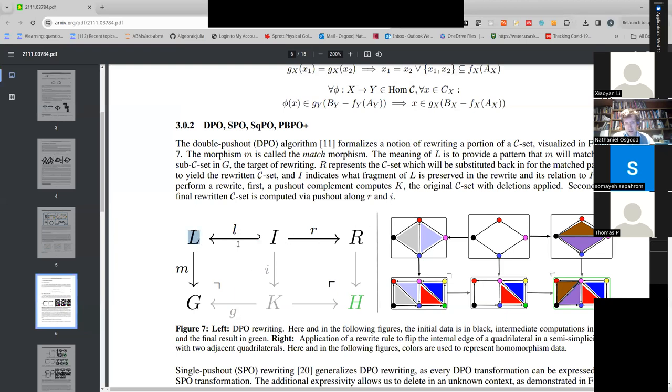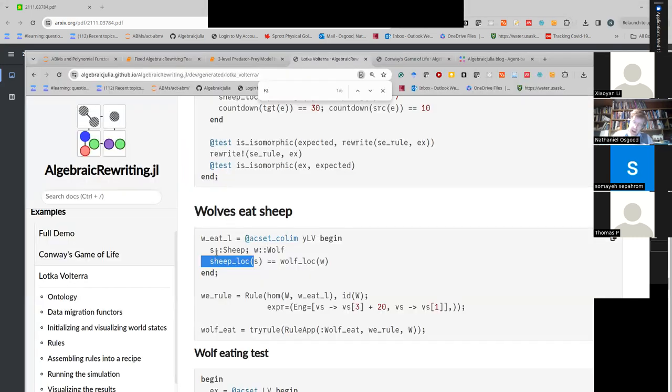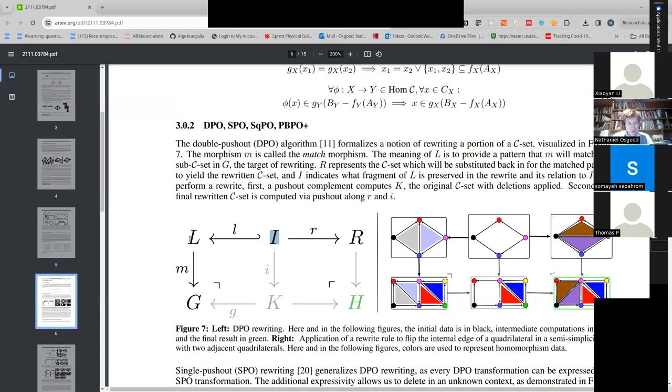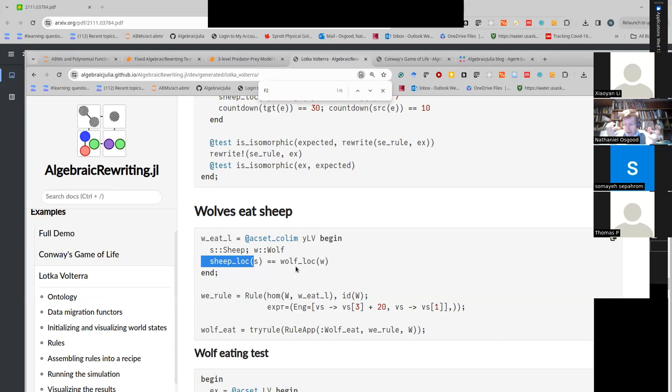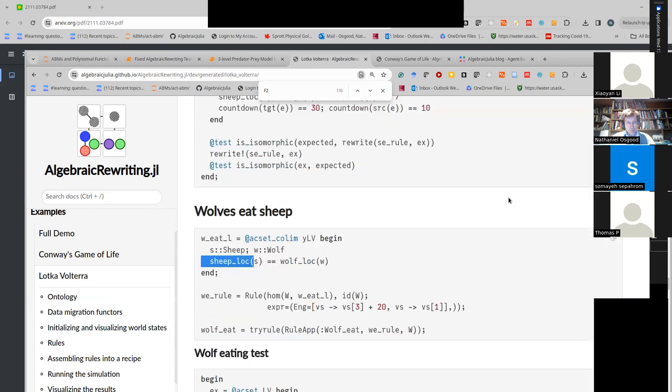We're going to be specifying this rule in a declarative way. The first thing is we specify a pattern to be matched and we replace it by another pattern, keeping some things invariant. But more than that, we have these ways of specifying each of these that have this declarative feel. You know, find me a wolf and sheep, which are in the same location. Find me a sheep, which is in a location with grass ready to eat, right?